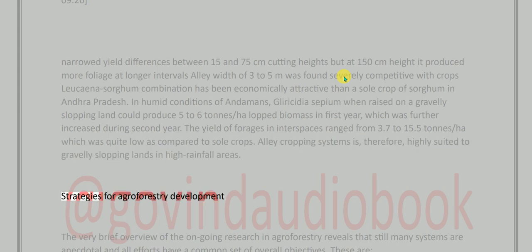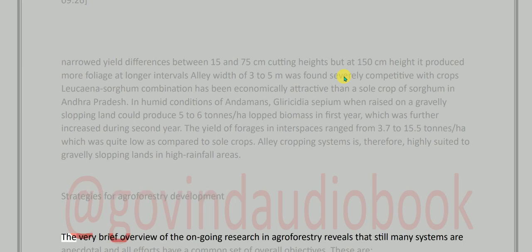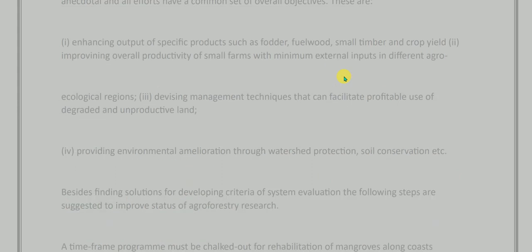Strategies for agroforestry development. The very brief overview of the ongoing research in agroforestry reveals that still many systems are anecdotal, and all efforts have a common set of overall objectives. These are: 1. Enhancing output of specific products such as fodder, fuel wood, small timber and crop yield. 2. Improving overall productivity of small farms with minimum external inputs in different agro-ecological regions. 3. Devising management techniques that can facilitate profitable use of degraded and unproductive land. 4. Providing environmental amelioration through watershed protection, soil conservation, etc.